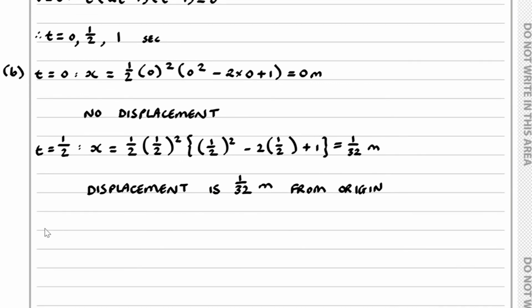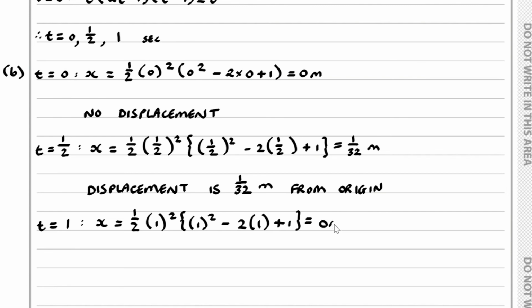Now let's see what happens when t is equal to 1. x is equal to 1/2 multiplied by 1 squared multiplied by 1 squared minus 2 times 1 plus 1, and it turns out here we get 0 meters. And so what does this represent? Well, it represents for us moving 1/32 meters back to the origin.